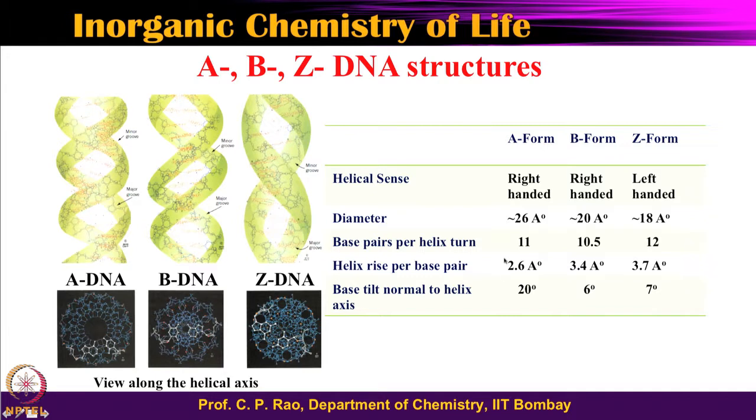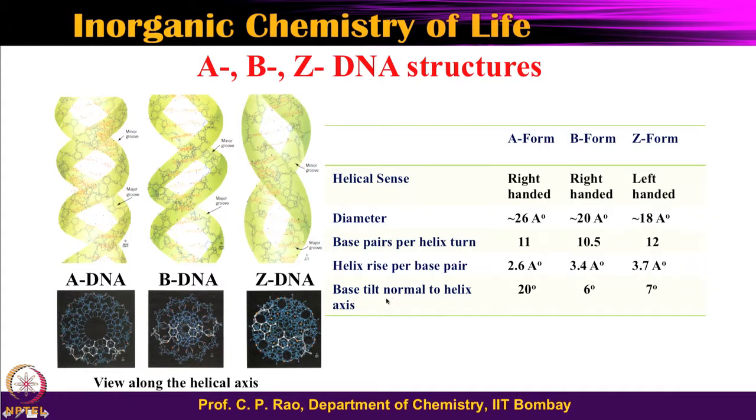So it is 2.6 angstrom in case of A structure and 3.4 angstrom in case of B structure, and about 3.7 angstrom in case of Z structure. That is easily understandable. This got so much elongated. This is narrow, this much wider. This is more elongated, this is a perfect, almost symmetric type. You can see it is symmetric very nicely.